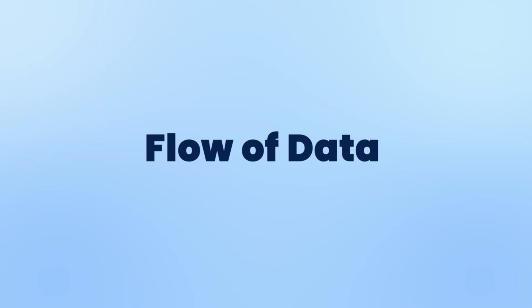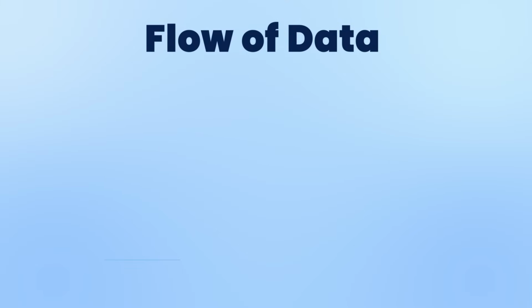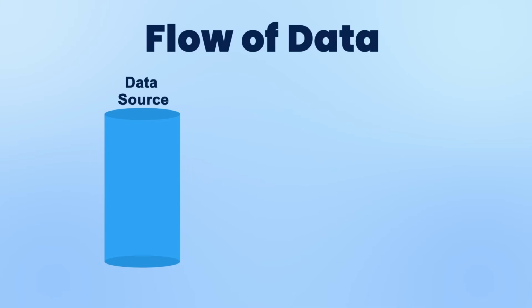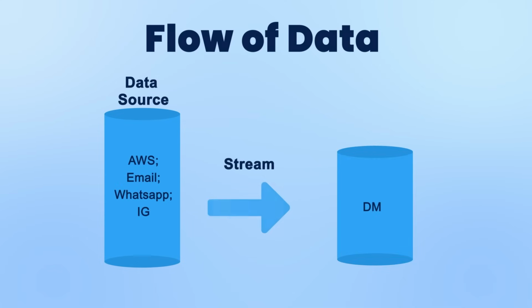So now, how does that flow of data happen? The flow of data comes from all those multiple data sources that we talked about. It can be AWS, email, WhatsApp, Instagram, wherever, all the social, and it flows through a stream into Salesforce in the form of a data model object where the data is getting ingested. It is again a technical term, and I just wanted to keep it simple for you.